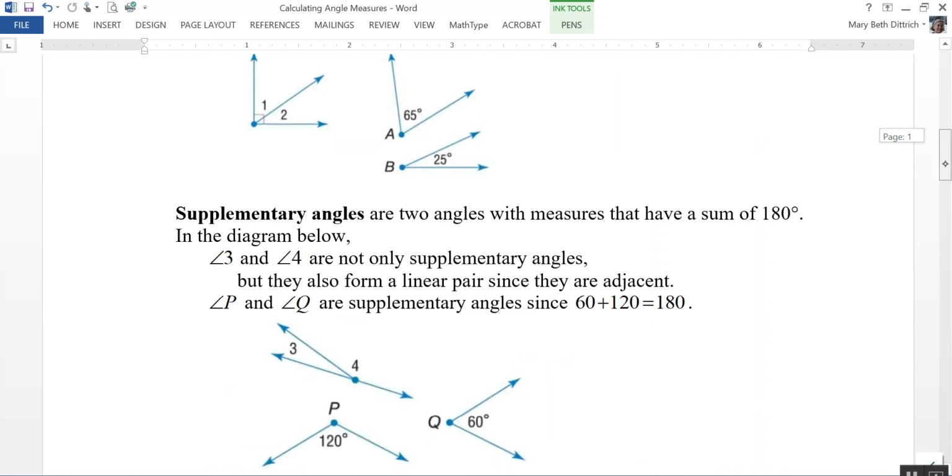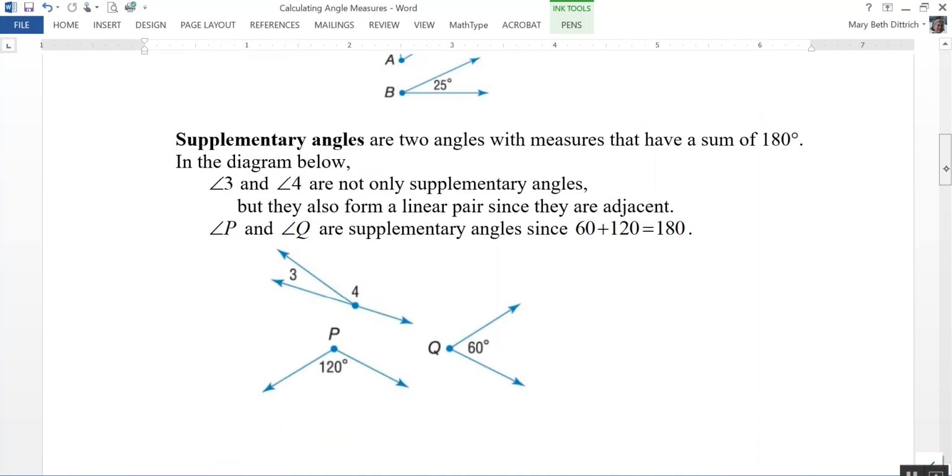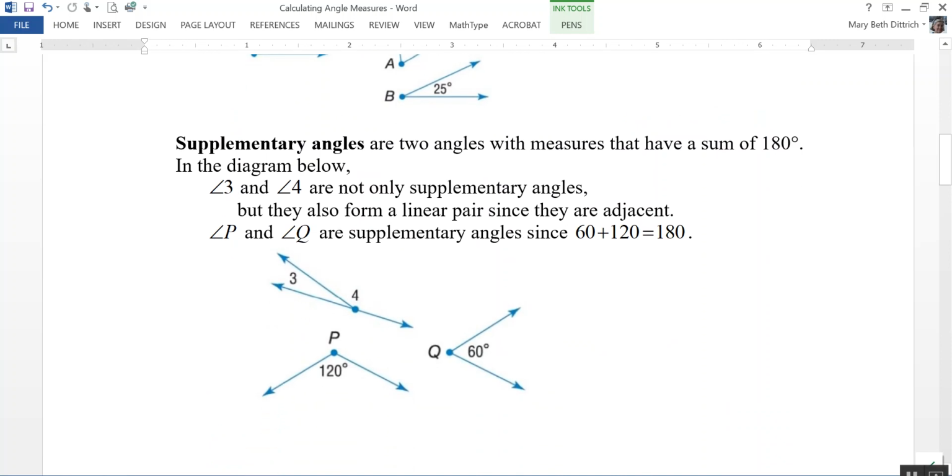Supplementary angles are two angles with measures that have a sum of 180 degrees. In the diagram below, angles 3 and 4 are not only supplementary angles, but they also form a linear pair since they are adjacent to each other. Angles 3 and 4 together make a straight line, so they add up to 180, so they're supplementary.